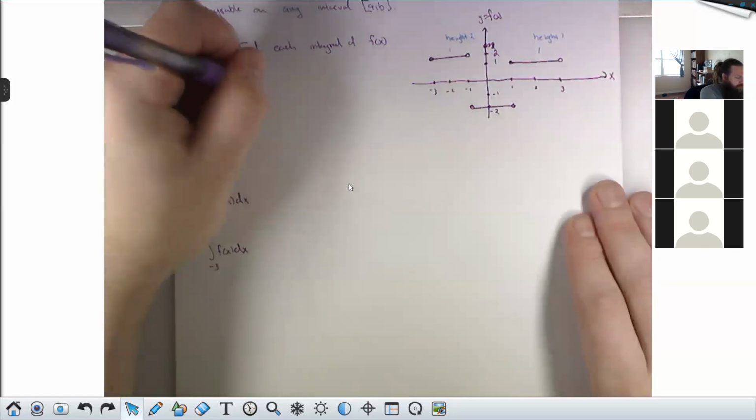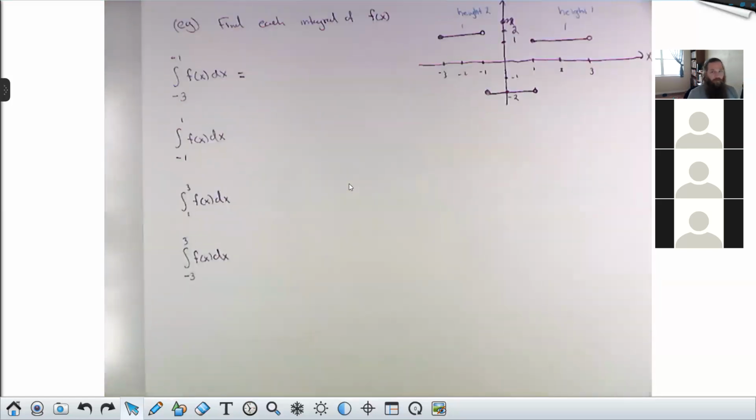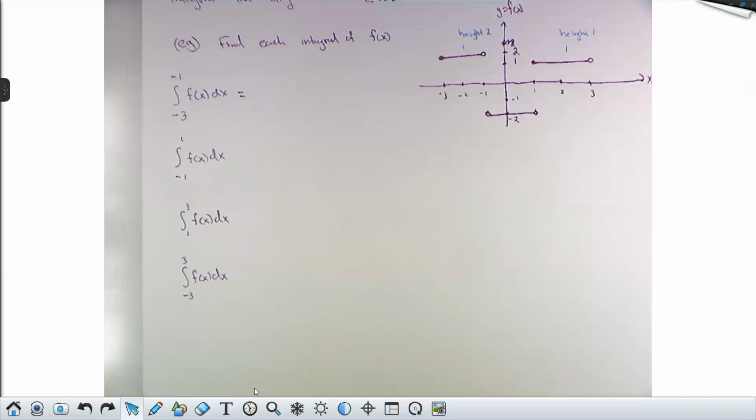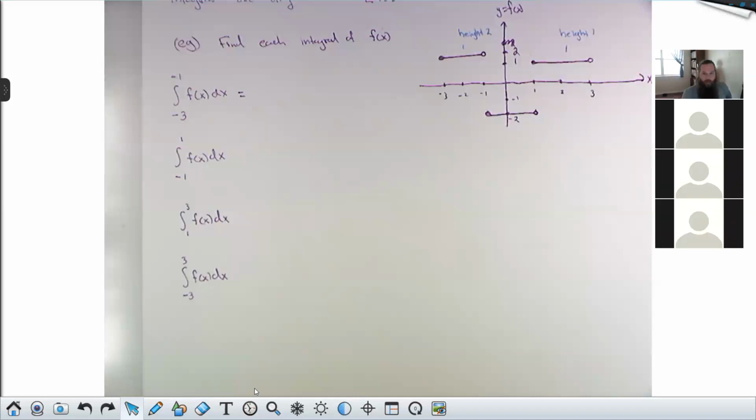Starting with this first guy. This is read as the integral from -3 to -1 of f of x dx. Remember, that should be the signed area bounded by f of x from -3 to -1. So somebody help me out. How do I find this? Who can make a recommendation here? Who can tell me a little bit what I'm looking for?